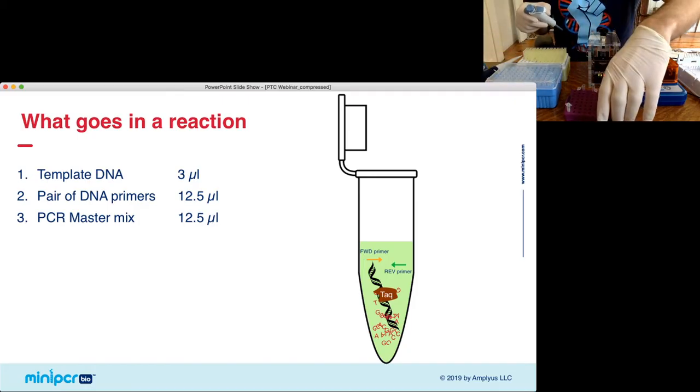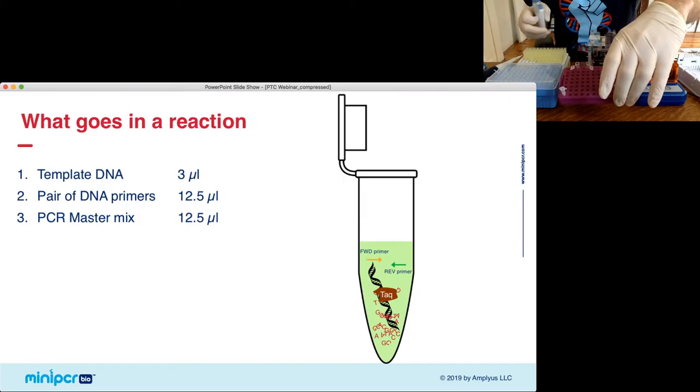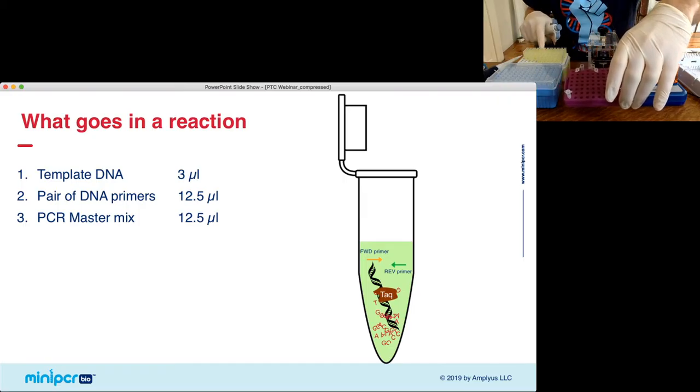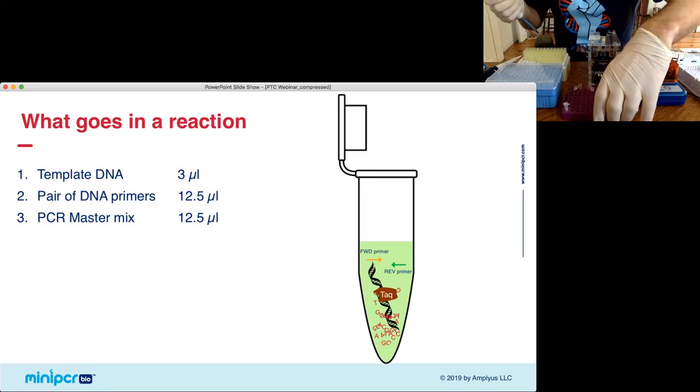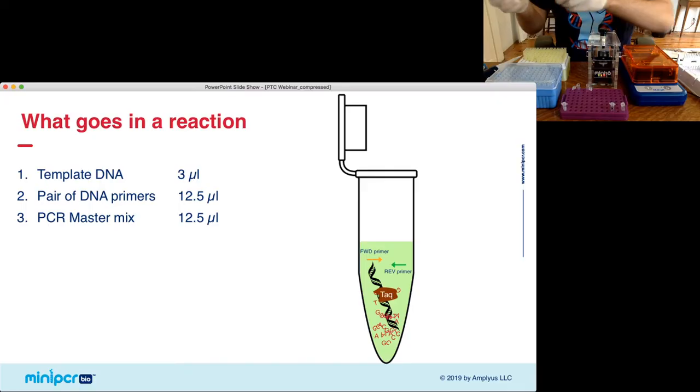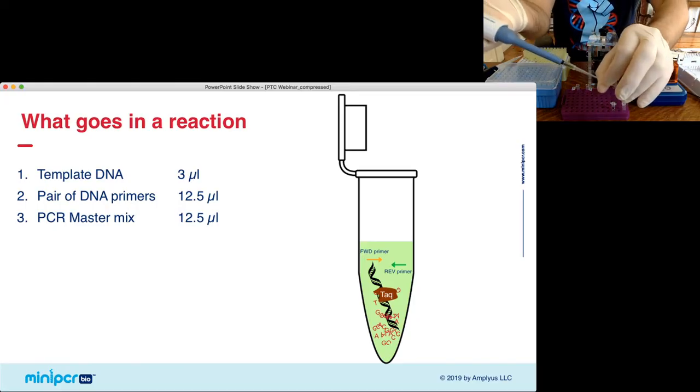Oh, just quick side note. This little rack I use, a little lab tip. This is an old pipette tip rack. That's just a great way to get tube racks for PCR tubes, is use your old pipette tip racks. All right, so in there, I'm going to put 3 microliters of my DNA. There you go. So 3.